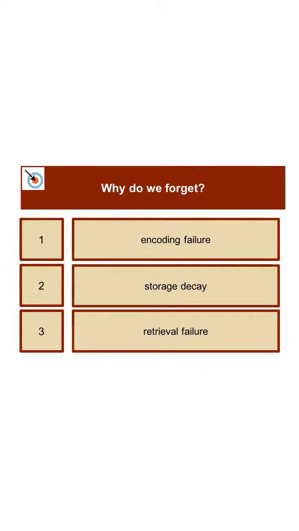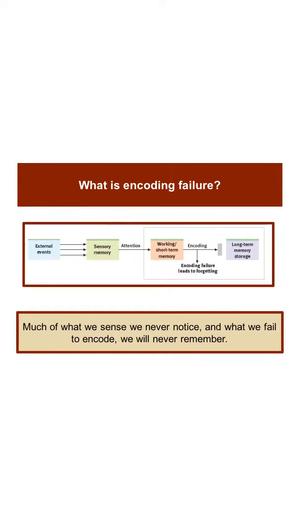Okay, let's jump right in. So why do we forget? Well, as you can see, this slide explains how forgetting can occur at any stage of the formation of memory, or as we learn something new. And it could be either because of encoding failure, storage decay, or retrieval failure. Therefore, let's begin with encoding failure.